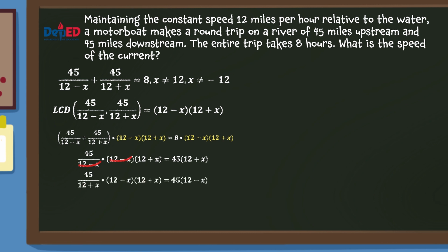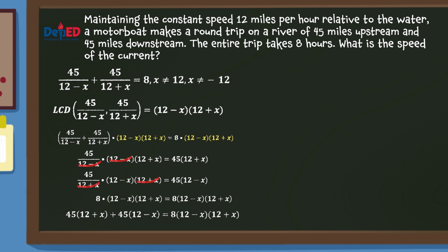And 45 over 12 plus x times the LCD expressed as a product of 12 minus x and 12 plus x is equal to 45 times the binomial 12 minus x. While 8 times the LCD can just be expressed as 8 multiplied by the binomials 12 minus x and 12 plus x. This results to the equation 45 times the binomial 12 plus x plus 45 times the binomial 12 minus x equals 8 times binomial 12 minus x times binomial 12 plus x.